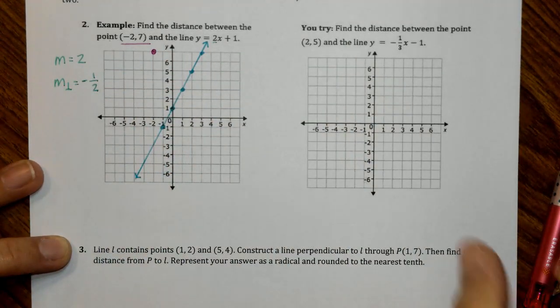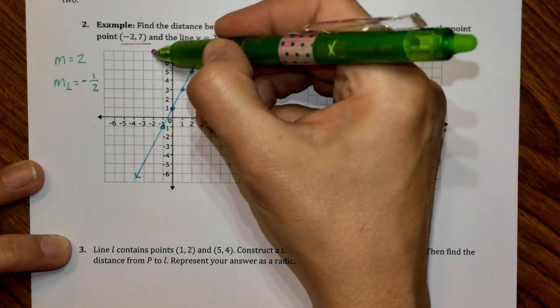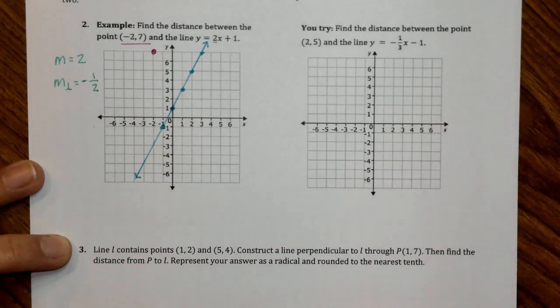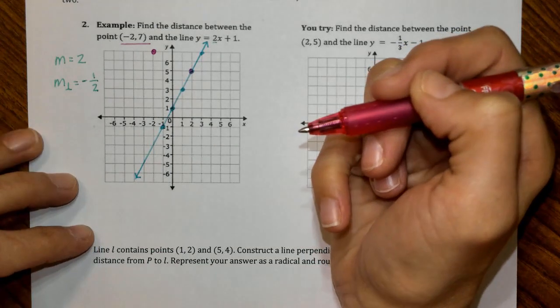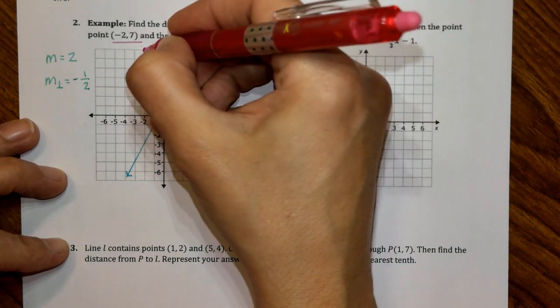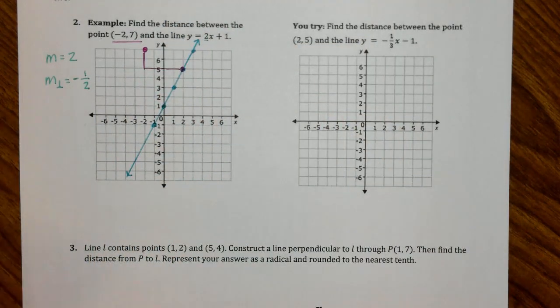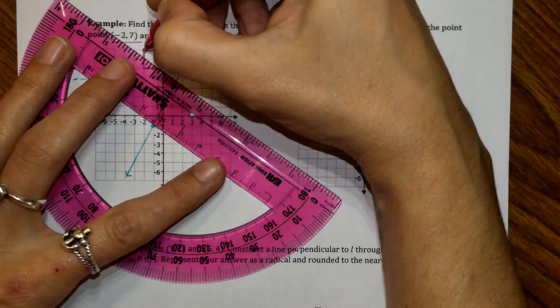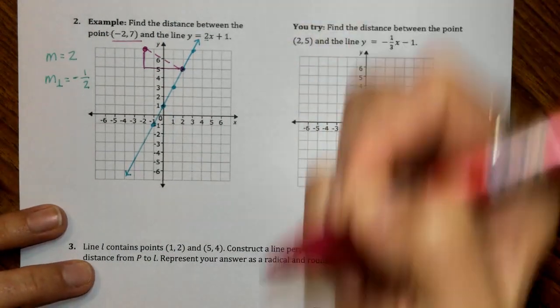So from this point, -2, 7, we're going to use that slope until we get to the original 2x plus 1 line. So we're going to go down 1 over 2, down 1 over 2, and we're going to wind up right here. What we need to do now is use the Pythagorean theorem. We're going to use your vertical and your horizontal distances to figure out what that distance is, because remember, on a graph, you cannot count diagonally.